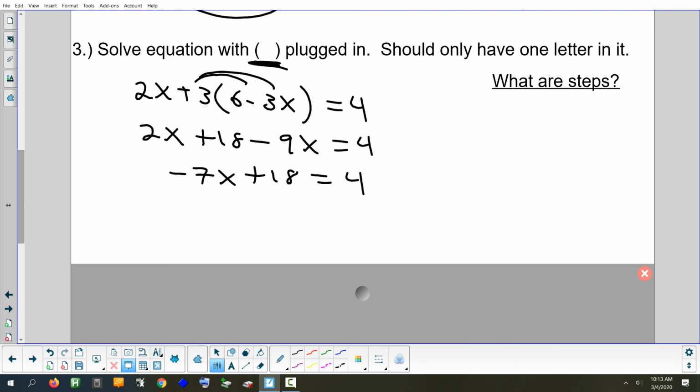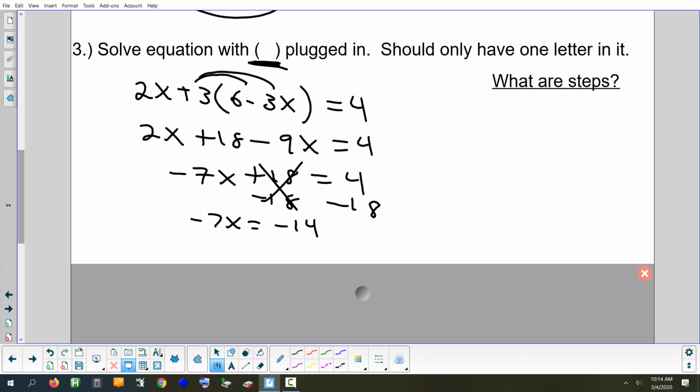Okay. Now, the next step, she had said minus the 18. Now you can minus the 18. Minus 18. And 4 minus 18. How about Elizabeth? What's 4 minus 18? Negative 14. Yep, good job.